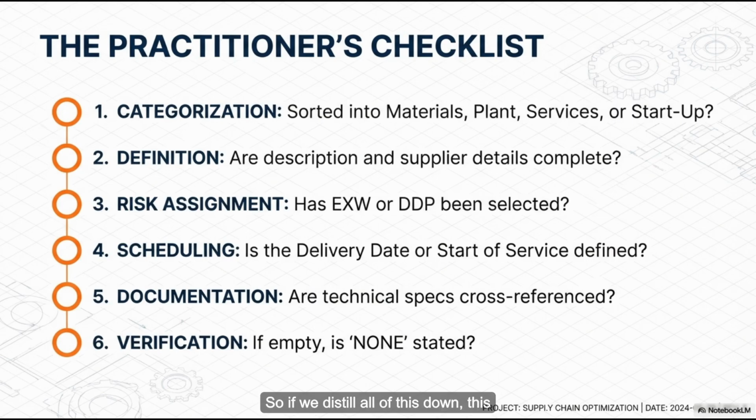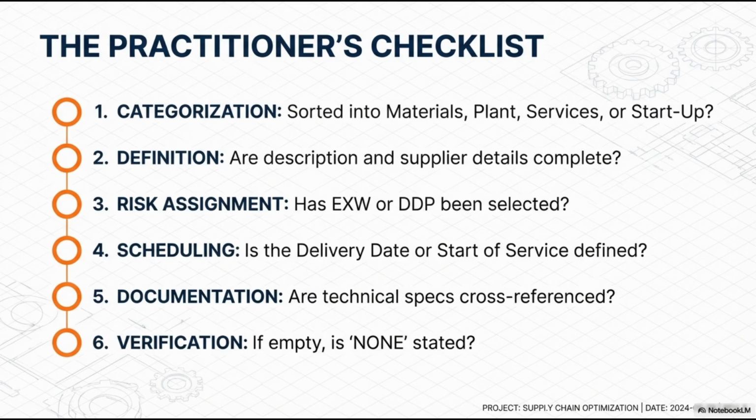So if we distill all of this down, this document, which is cheerfully titled Free Issue Items, isn't really about the items themselves at all, is it? Yeah, not really. It is about boundaries. It is about explicitly defining exactly where the employer's help stops and the contractor's massive risk begins.